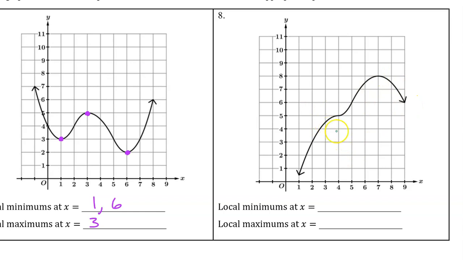It looks like number 8 has no local minimum. There is no place on the graph where the function goes from decreasing to increasing. It is increasing all the way up to here and then decreasing. So we're just going to say none for that. There is one local maximum right here where the graph changes from increasing to decreasing. That's at x equals 7.